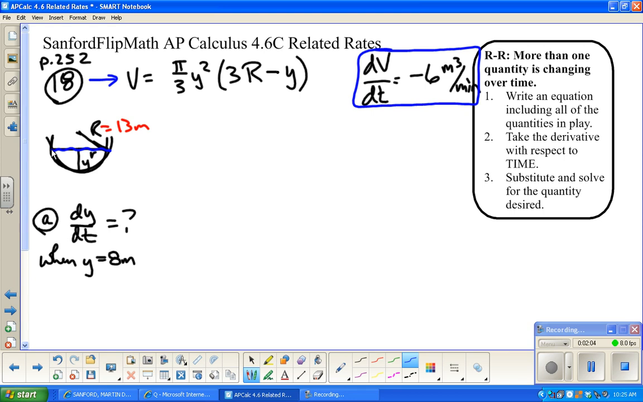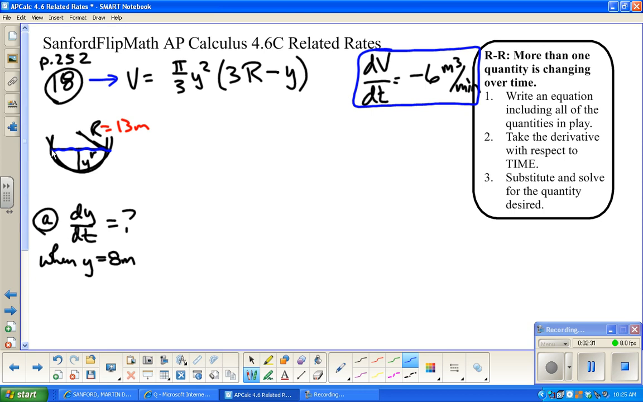And the basic process is still the same. Write an equation including all of the quantities in play. They wrote that for us this time. Yay! Take the derivative with respect to time. Remember, time's not in here anywhere, so when we do this derivative, we're going to have to do some d-something-dt's anytime we do a derivative. And then at the end of this silliness, we'll substitute in what we know and solve for whatever it is we don't know, or whatever they're asking for.